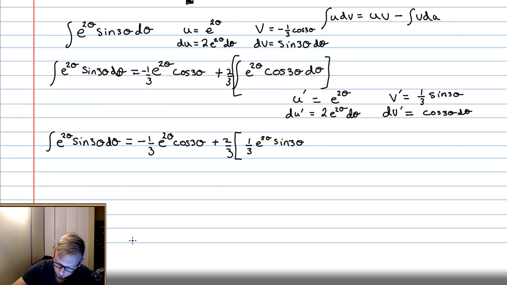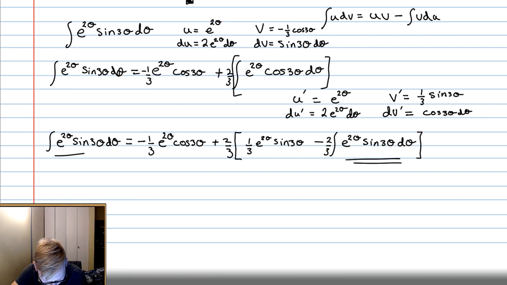And if it's too fast, just let me know and I can re-explain. And then we've got a minus, and we've got another integral. And what is it this time? V prime, so 1/3, and there's a 2/3, so we're just gonna go 2 over 3 e to the 2 theta sine 3 theta d theta. But this one looks the same as this one. Now we're going in circles.